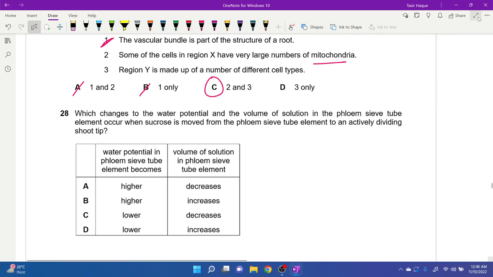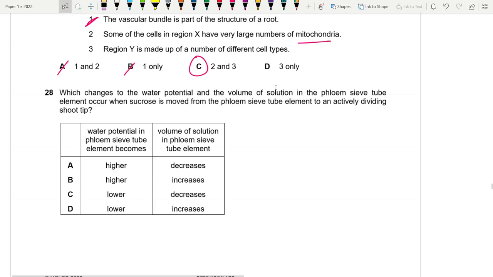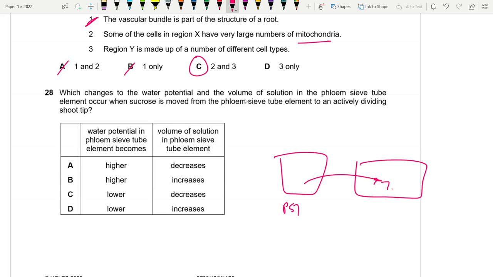What changes to the water potential and the volume of solution in the phloem sieve tube element occur when sucrose is moved from the phloem sieve tube element to an actively dividing shoot tip? Okay. So sucrose is moved from the phloem sieve tube to the shoot tip. So since sucrose is moved, the water potential in the sieve tube increases.